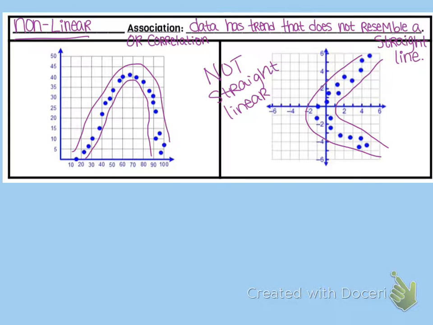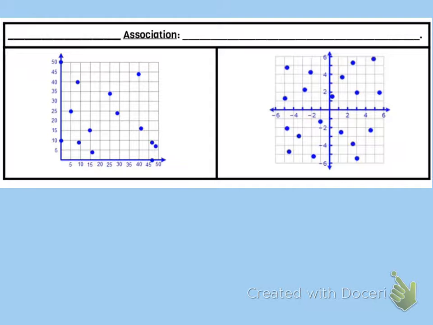For nonlinear association, the data has a trend that does not resemble a straight line. So the scatter plot follows a trend, but the trend does not resemble a straight line. Okay, so go ahead and copy down that definition for a nonlinear association scatter plot or a nonlinear correlation. And we're going to go ahead and look at the last type of scatter plot correlation.